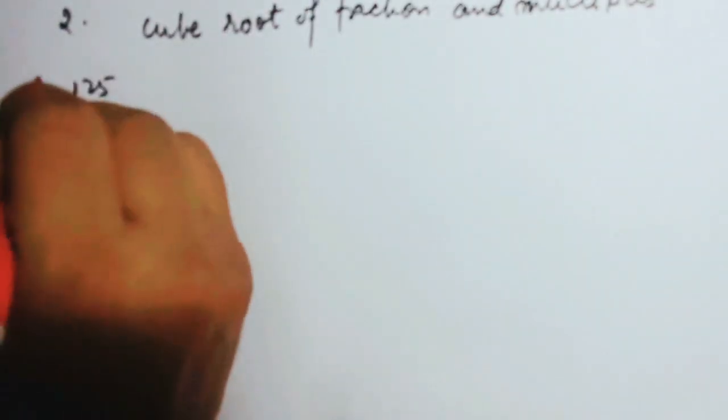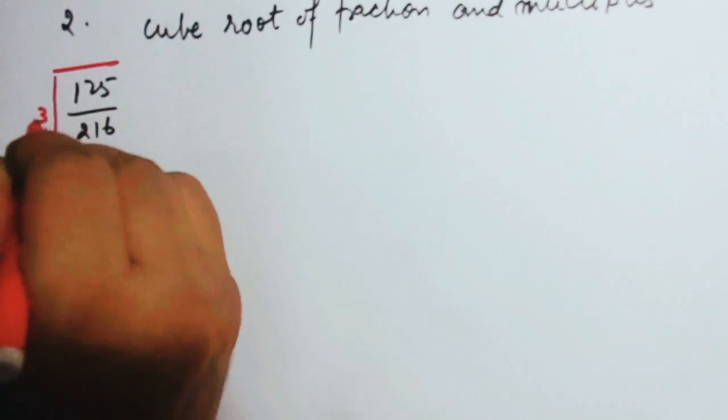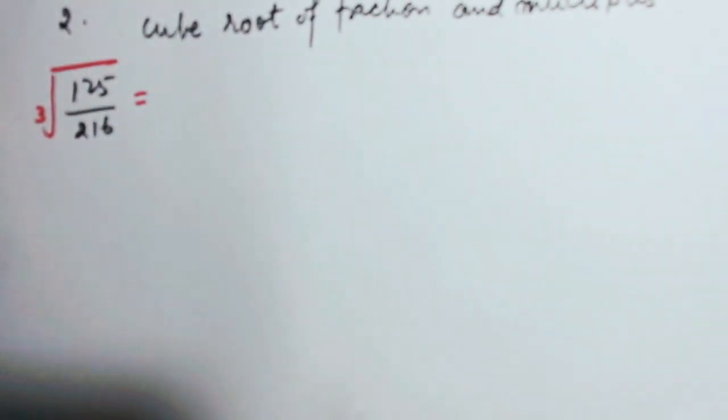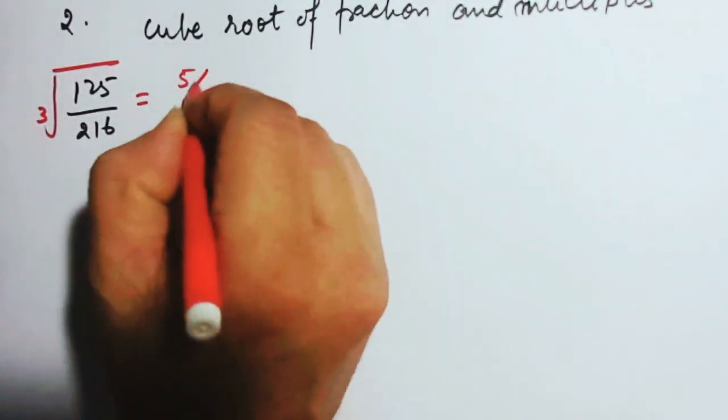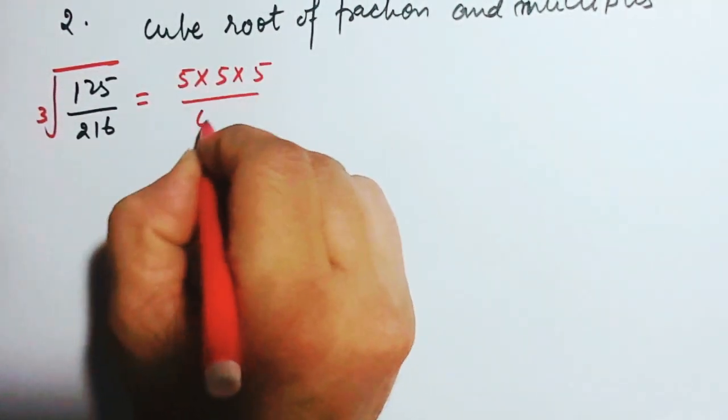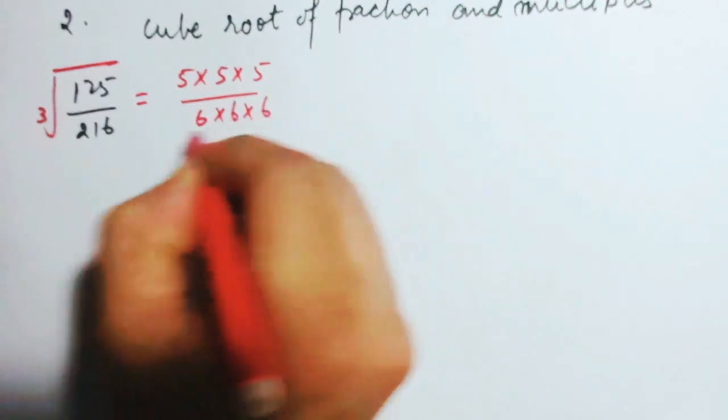You will have to find its cube root. So let's find its cube root. Now 125, when you find its prime factors, what will you get? You will get 5 times 5 times 5, while here you will get 6 times 6 times 6.